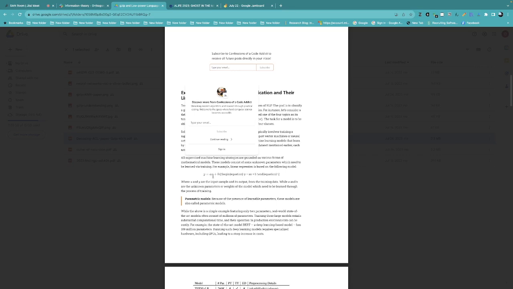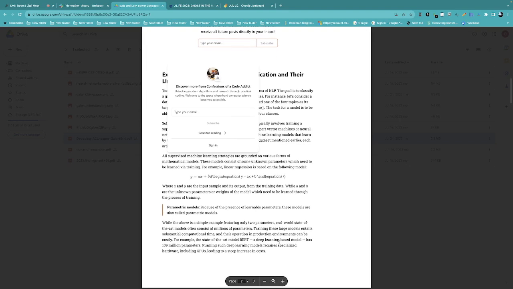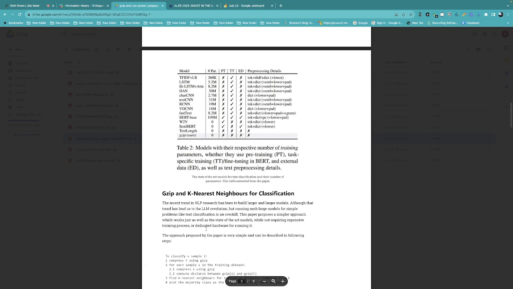x equals a, or y equals ax plus b, and then with some factor here, where x and y are the input sample and its output from the training data, while a and b are the unknown parameters or weights in the model, which need to be learned through the process of training. So this is a very simple model.